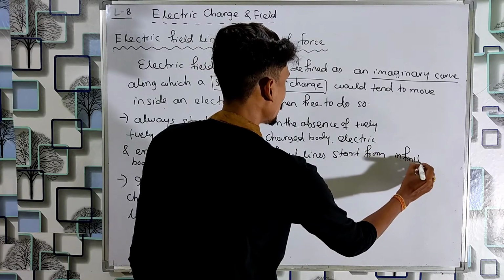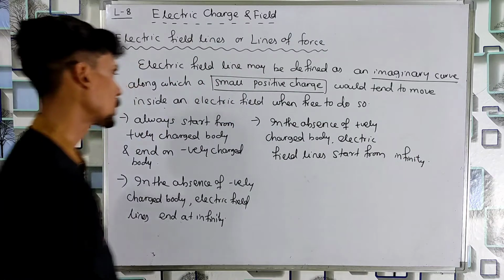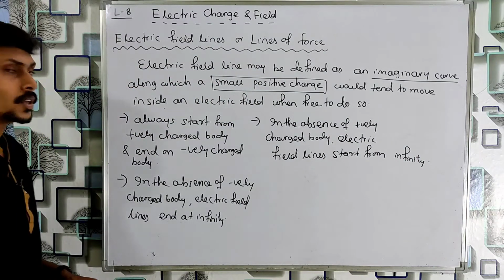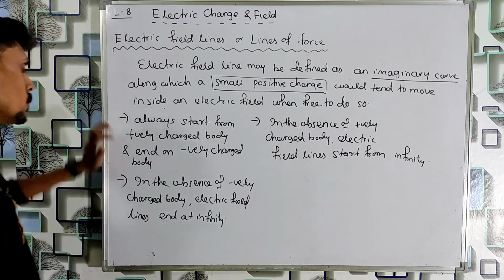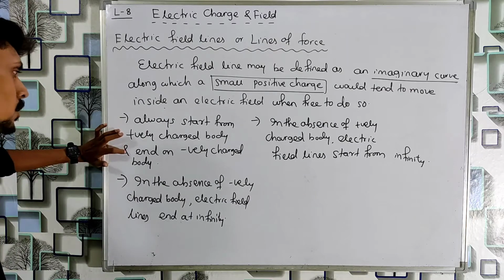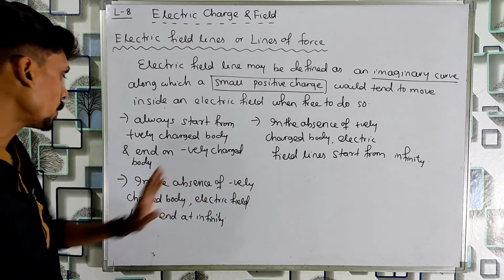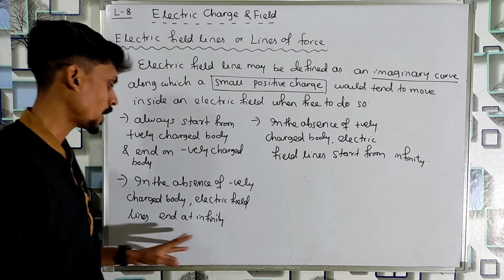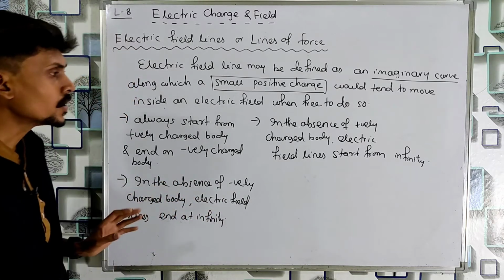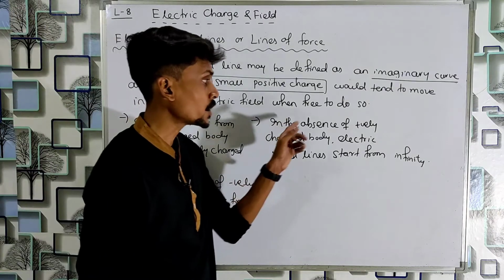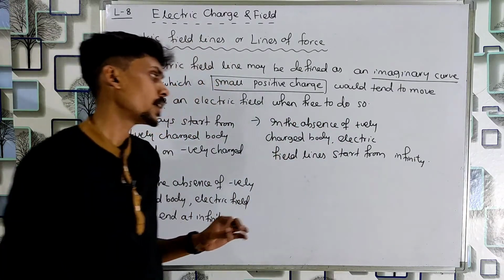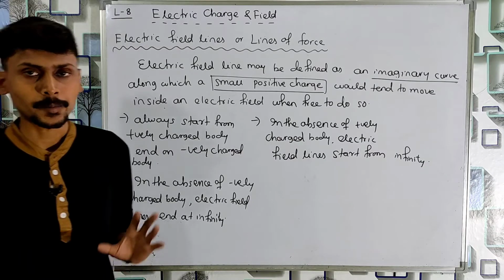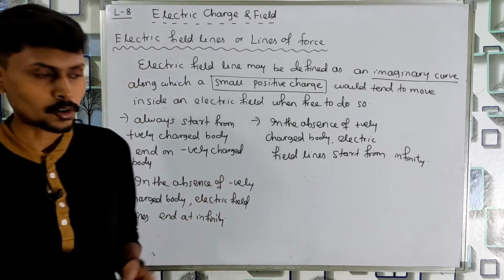So remember these three important points. The electric field lines always start from a positively charged body and end on a negatively charged body. This is the first point. In the absence of a negatively charged body, electric field lines end at infinity. This is the second point. And the third point is, in the absence of a positively charged body, the electric field lines start from infinity. Is that clear?